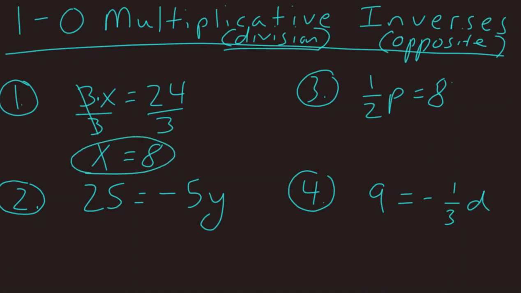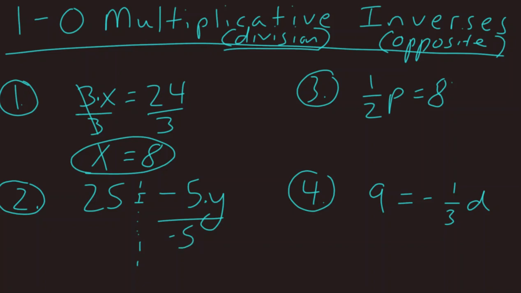Okay, let's look at number 2. Now, on this one we see that our variable is on the right side, and remember, negative 5y actually implies negative 5 times y. So, what is the opposite of multiplying by negative 5? Well, we would divide by negative 5.